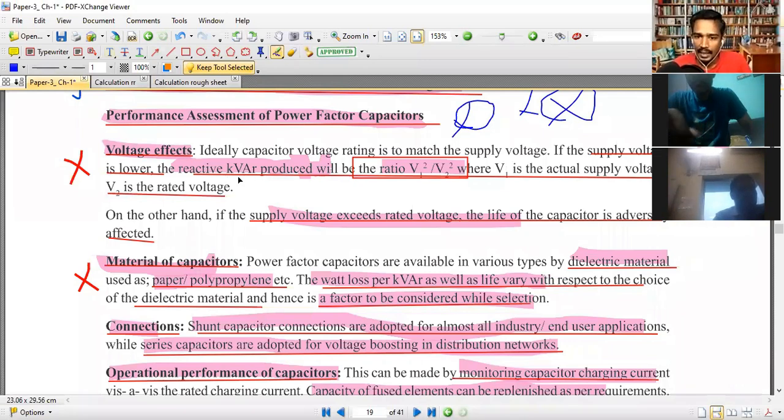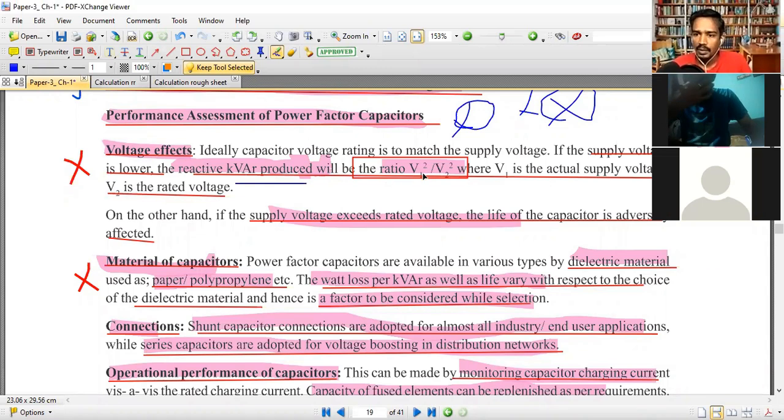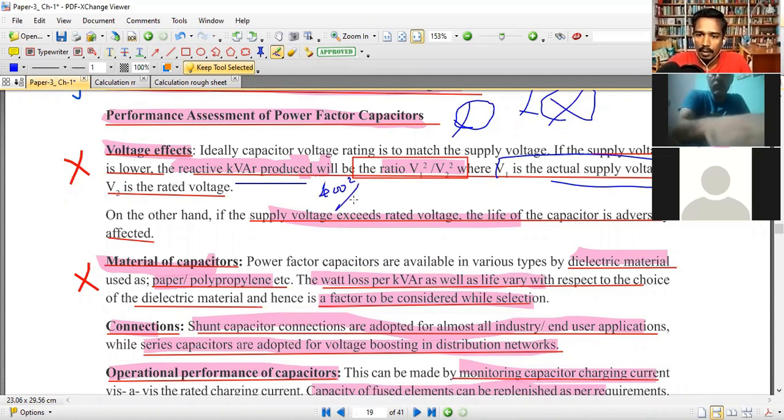This is the formula. The reactive kVA produced will be in the ratio of V1 squared over V2 squared. V1 is the supply voltage, and V2 is the rated voltage. It's a simple formula, you write it down. This is very, very important. Suppose V1 is 400, squared, divided by the rating of 415 volts, then you have to calculate the reactive power produced. We can do this calculation easily.